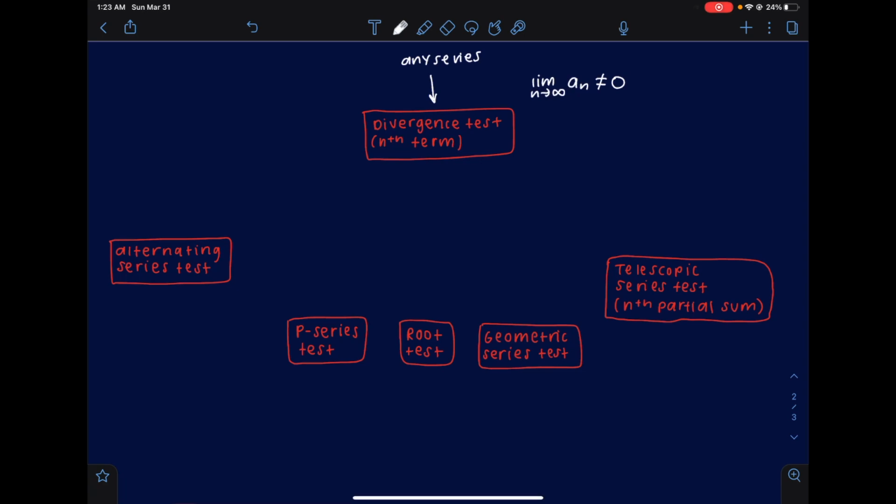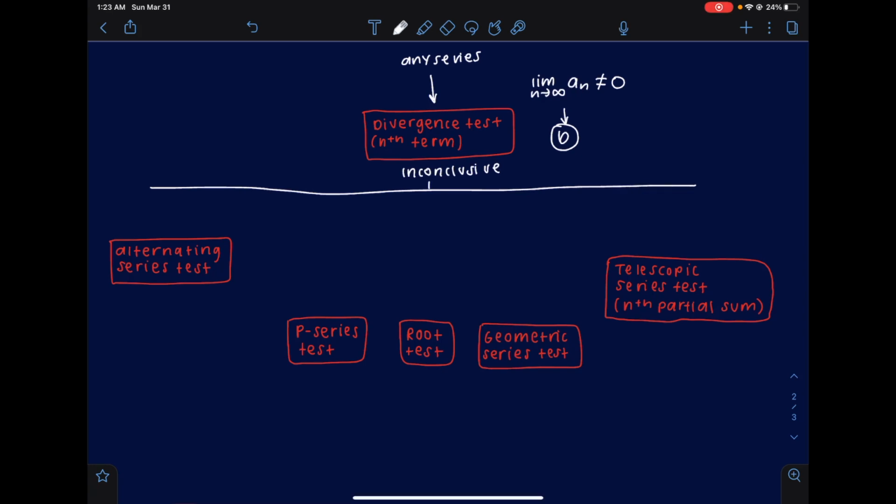If it does not equal 0, if it equals infinity, if it equals 1, any number other than 0, you know that the series diverges. However, if it equals 0, then it is inconclusive. Now, once you do the divergence test and you come up with an inconclusive answer, you're going to ask yourself a series of 3 questions.